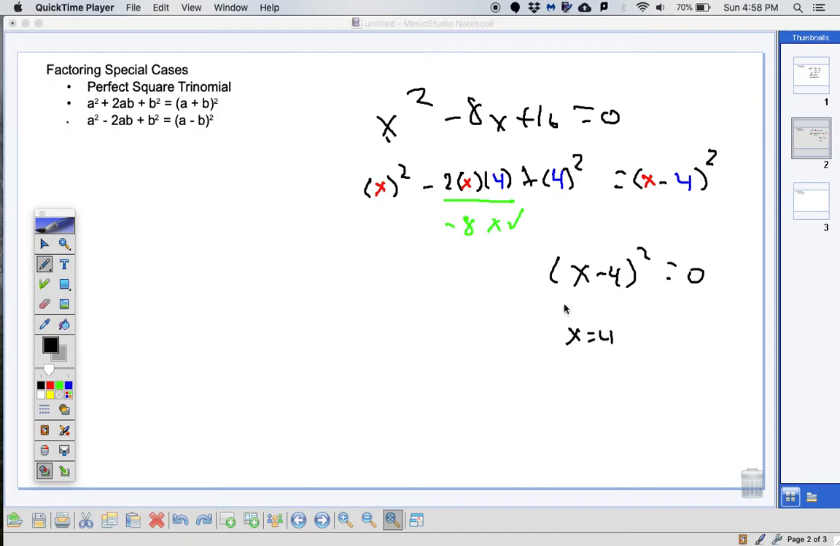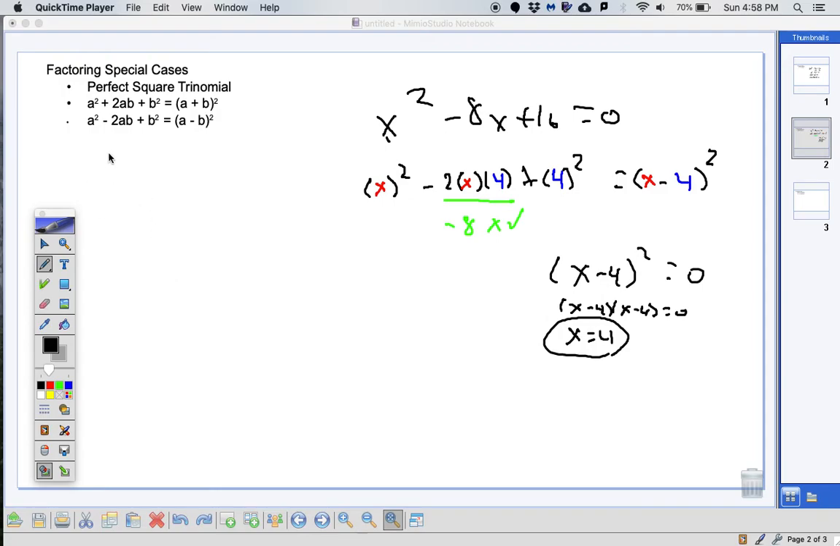And if you wanted to see it multiplied out, it would be this, x minus 4. And since I have it twice, it's another x minus 4. But in this case, x is equal to 4. In this case, x is also equal to 4. Again, we don't need to write the 4 twice. So our solution would just be x is equal to 4.